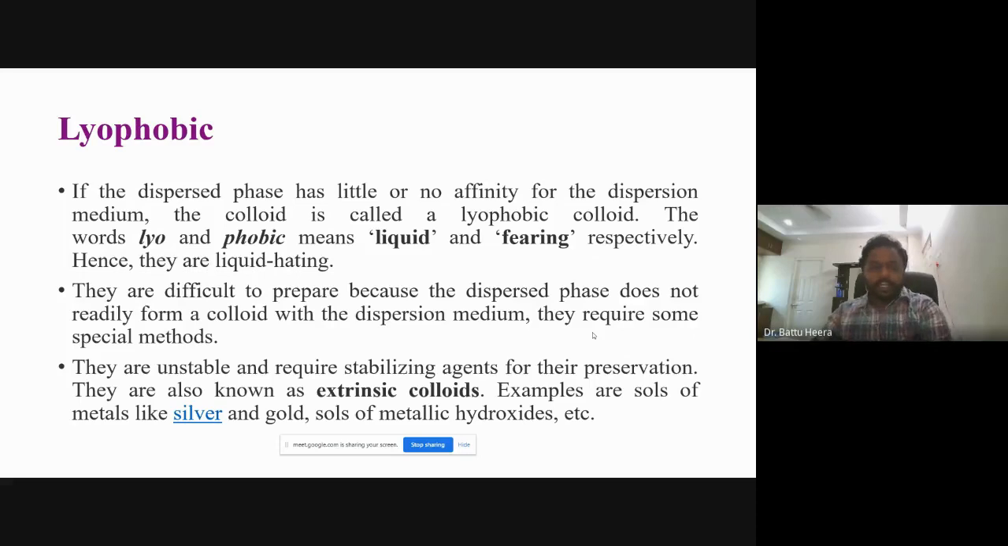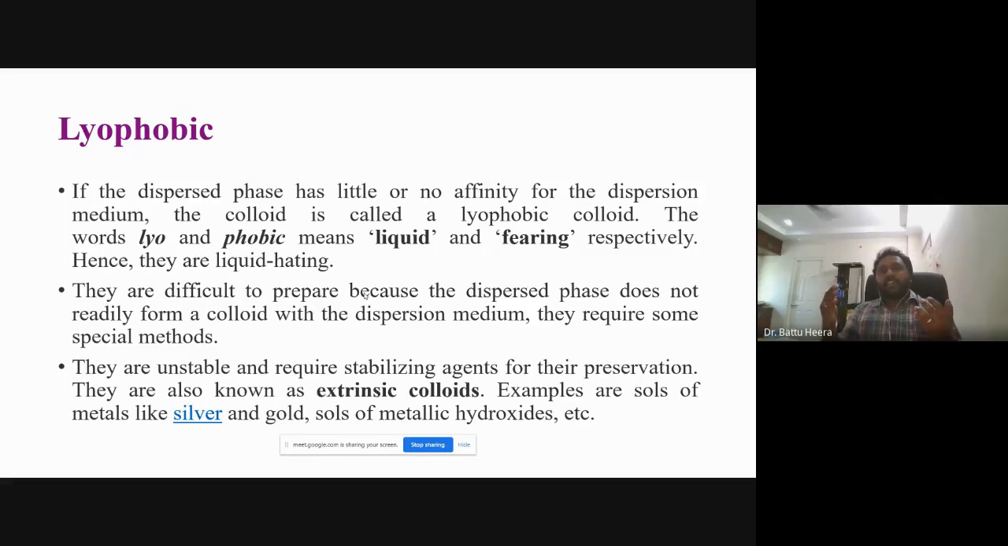Coming to the lyophobic colloids, if the dispersed phase has little or no affinity for the dispersion medium, the two repel each other. They are not loving each other, so they fear the dispersed phase or dispersion medium. Thus they are called lyophobic. These are also called liquid hating, and they are difficult to prepare because the dispersed phase does not readily form a colloid. If the two do not mix, what happens? We cannot form a colloid.